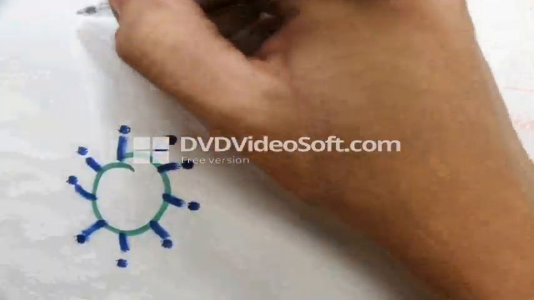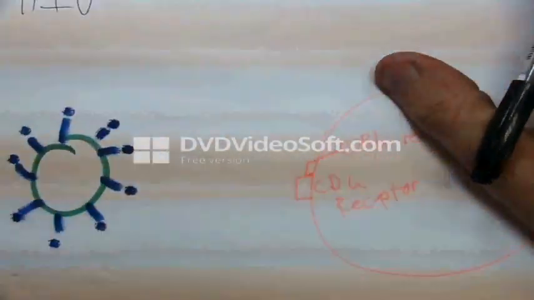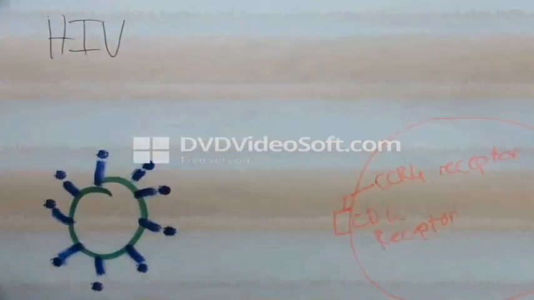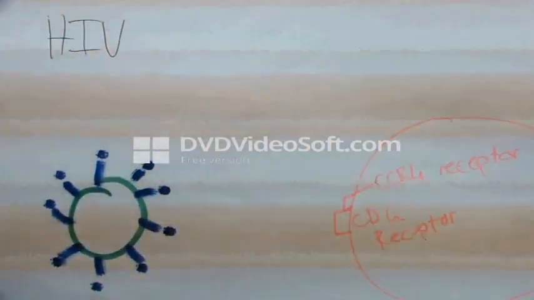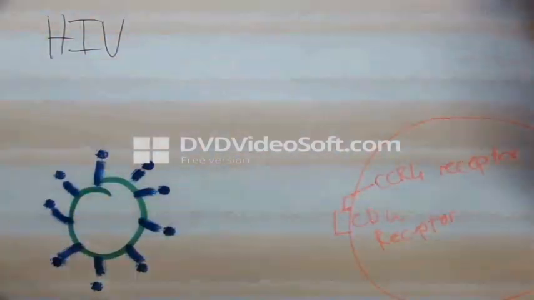Okay, so this little tutorial here is about the pathophysiology of HIV, also previously called AIDS. But you know, if you take your medication, HIV doesn't necessarily have to progress to AIDS. Okay, so where do we get started?